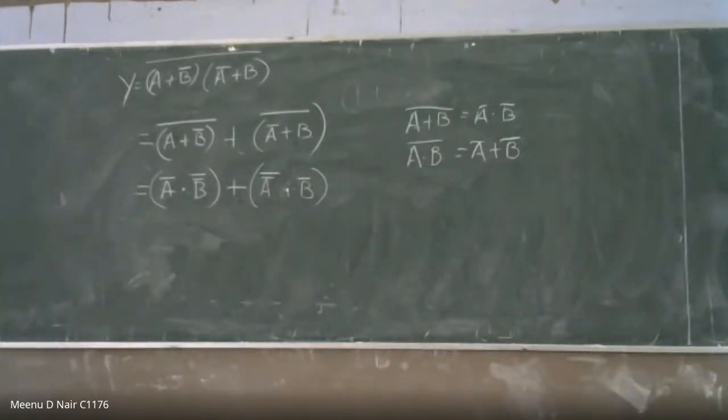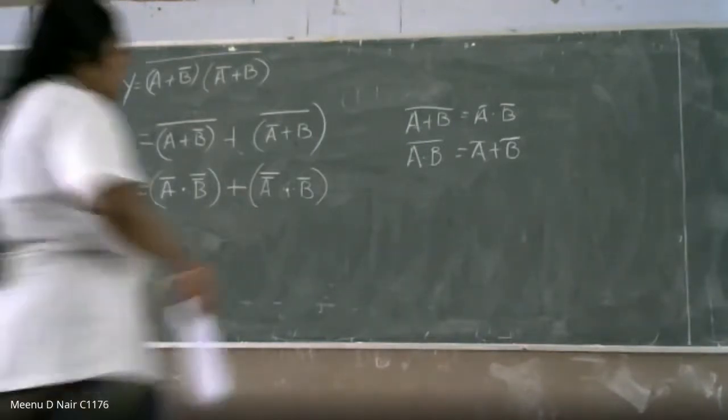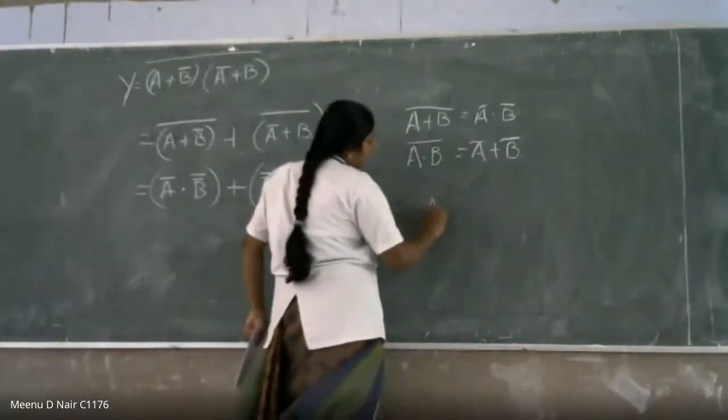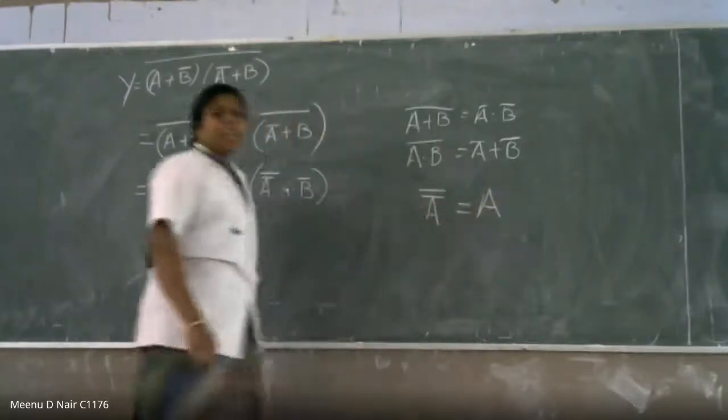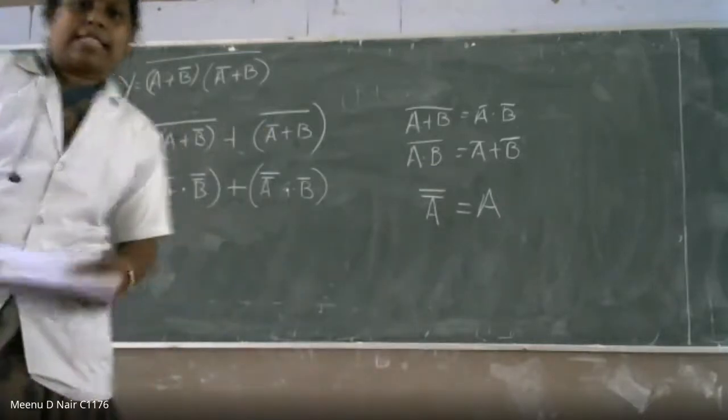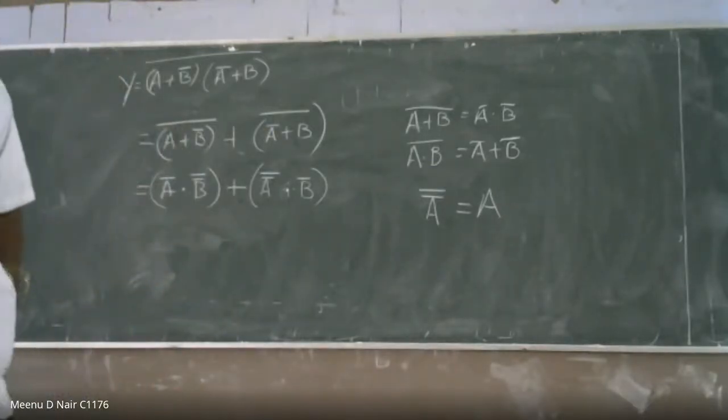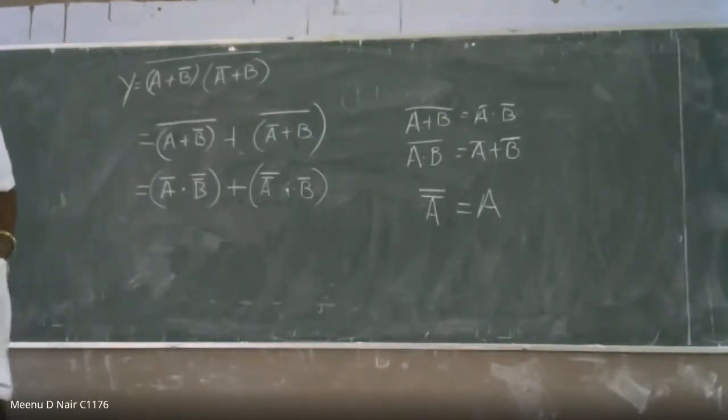What is A double bar? A double bar is nothing but A itself, right? Similarly, B double bar is equal to B itself. So the condition is A double bar is equal to A itself. So what is the answer here? What is the answer, guys?